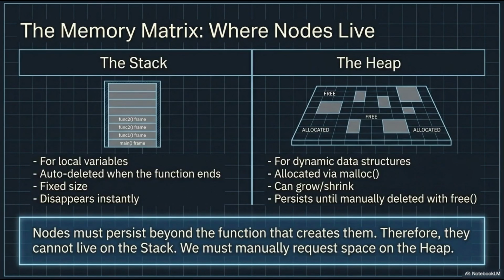We're shifting from the blueprint to the actual physical layout of RAM to see where these dynamic structures actually live. Okay, so you probably already know the stack is super rigid. It auto-deletes variables the literal second their function ends. But our nodes need to survive beyond the function that creates them, so they absolutely cannot live on the stack. They require the dynamic environment of the heap. We have to manually carve out space on this vast open matrix using the malloc function. In that memory, it stays there securely until we go in and manually delete it using free.